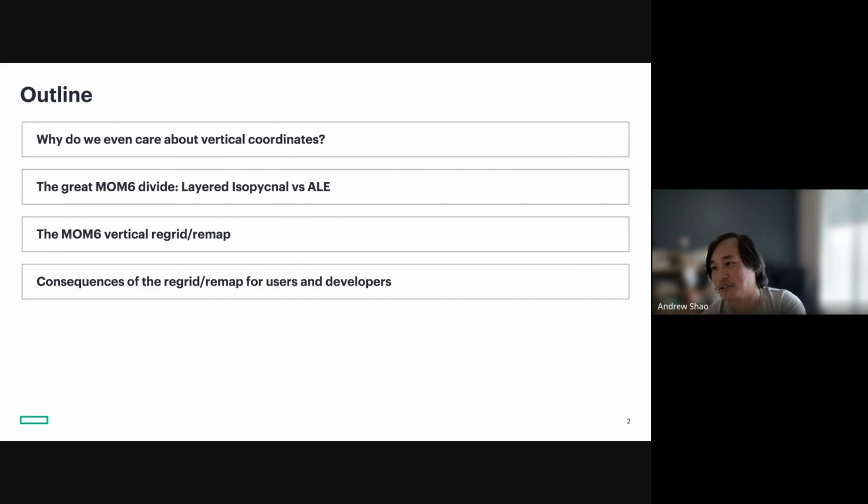And lastly, because this is a tutorial, I really want to highlight some of the implications of what this regrid remap approach has for both model users and also for developers of schemes within it, and those in the room who are working and thinking about regional configurations.